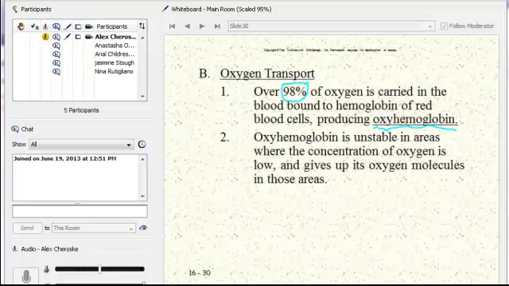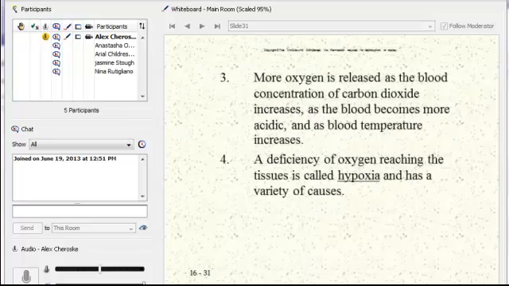And so what happens is, remember, that's a temporary binding. So when we're up in the lungs, we'll bind oxygen, 4 oxygen per hemoglobin molecule, and then when we get down to the tissues, it will release it and give it to those areas that need it. Okay? Now, there's a number of indicators that hemoglobin and the red blood cells use as to when would be a good time to deliver oxygen.